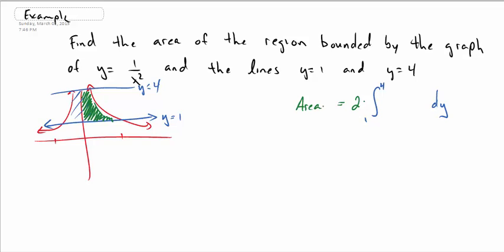Okay, but how do we do that? The function says y equals 1 over x squared. I can't integrate that with respect to y. Well, sidebar, we actually could, but it wouldn't do us any good. Hey, that rhymes, kind of fun.